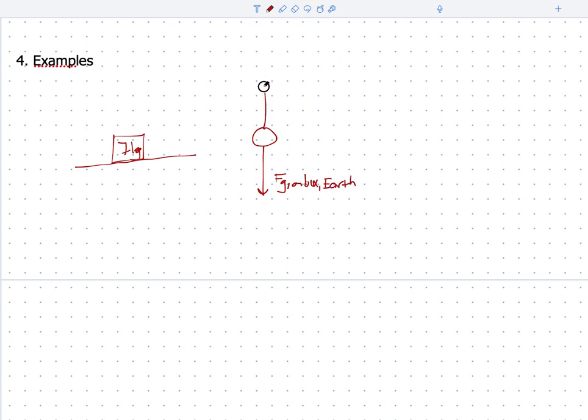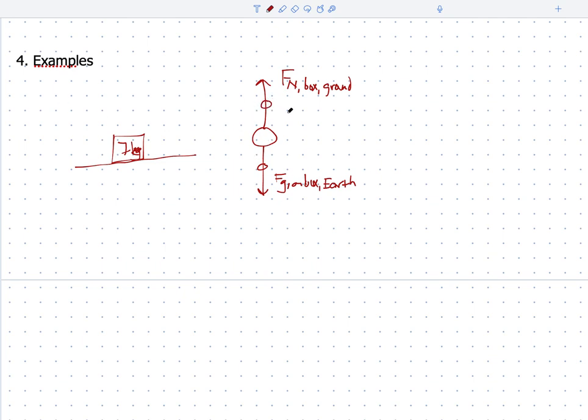And you will have pointing up, because the box is sitting on the ground, you will have a normal force on the box by the ground, we'll say. Okay, and those two forces have to be equal to each other.